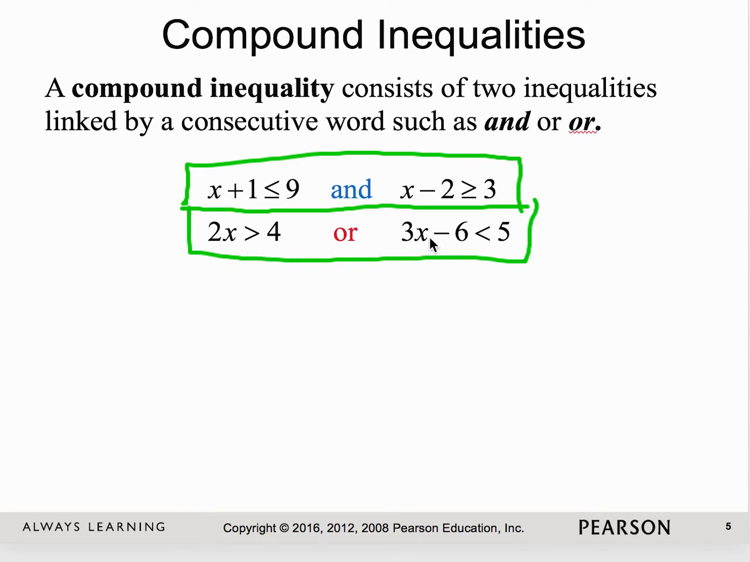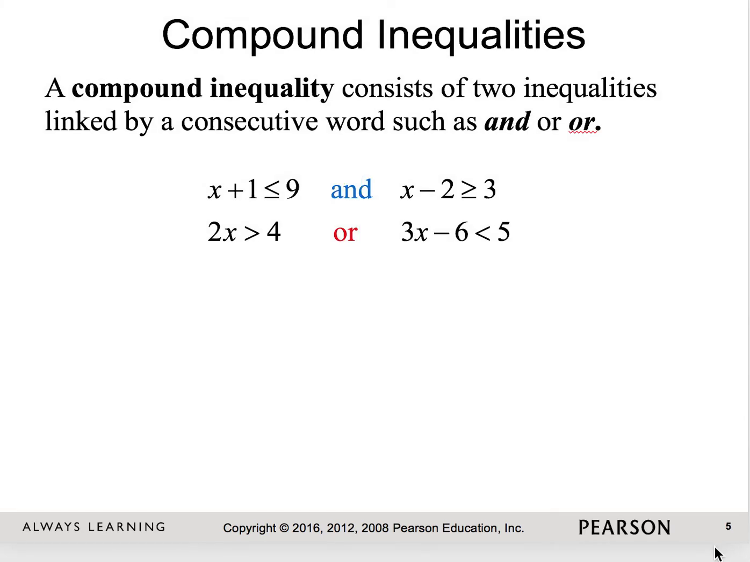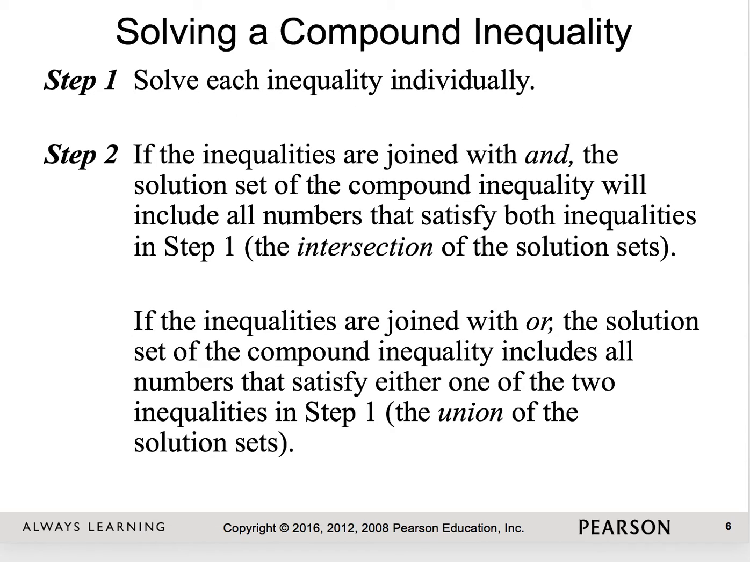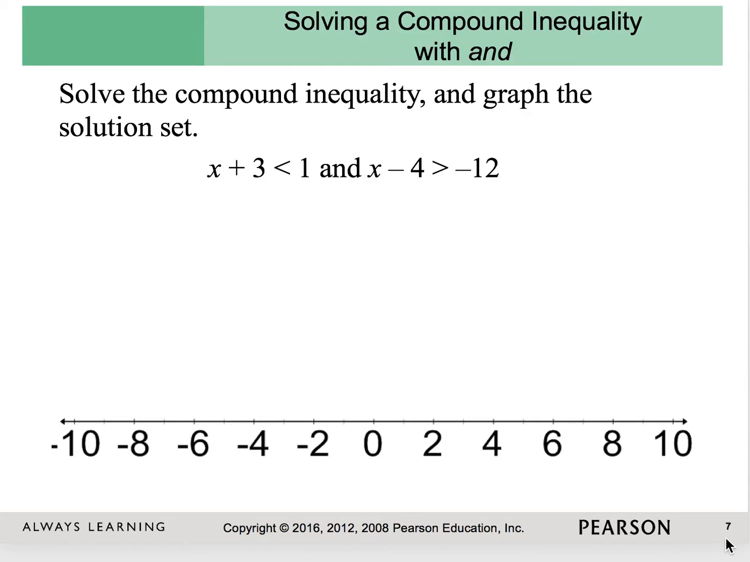You just solve each inequality, write your interval notation, and then if it's an and, you'll put that between them. If it's an or, you'll put that between them. Right? That's adding to our interval notation is all we're doing. Okay. And there's the steps, if you want to pause it and read through that. Once again, we're just going to dive into it.